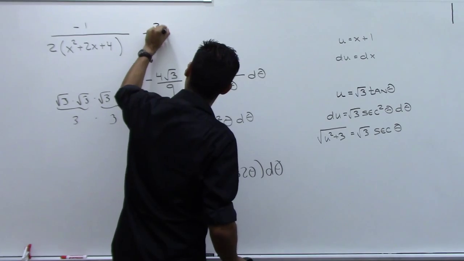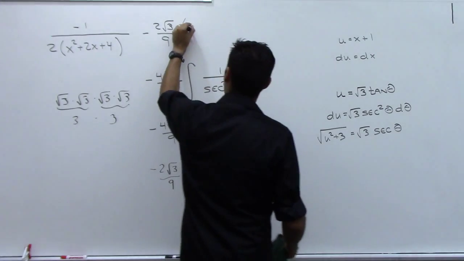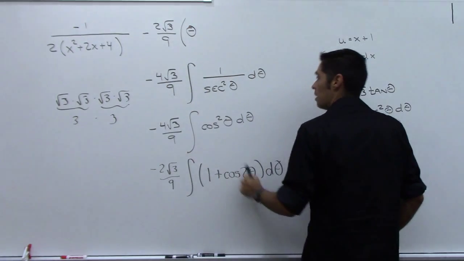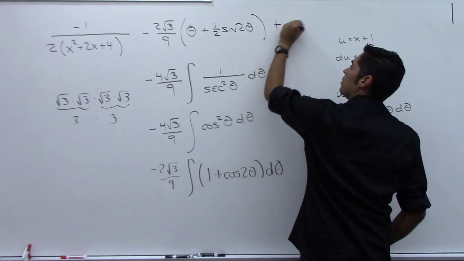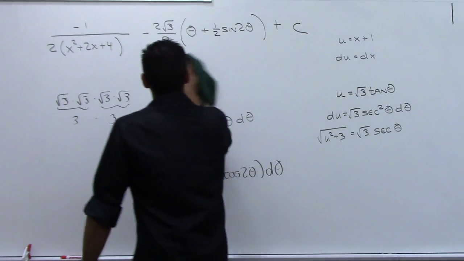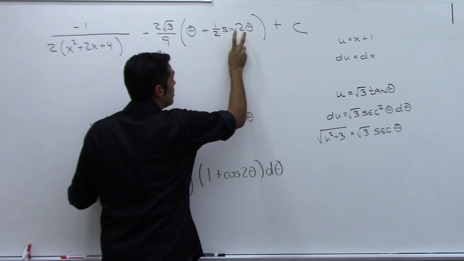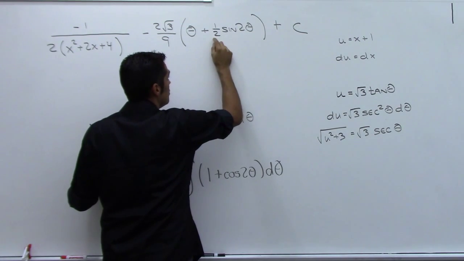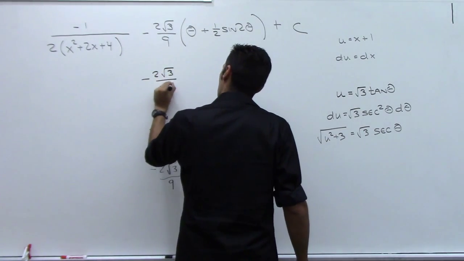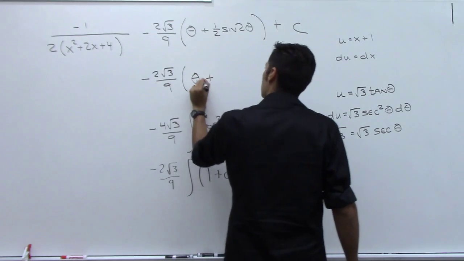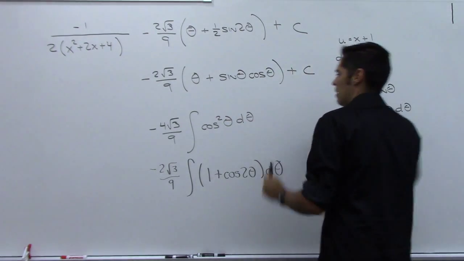So I have 2 root 3 over 9, and then antiderivative of 1 with respect to theta is theta. Antiderivative of cosine 2 theta is 1/2 sine 2 theta plus a constant. And then this right here, we use double angle identity, and then we rewrite it as 2 sine theta cosine theta, and then the 2 and the 1/2 go away. So my next line should be 2 root 3 over 9 times theta plus sine theta cosine theta plus c.